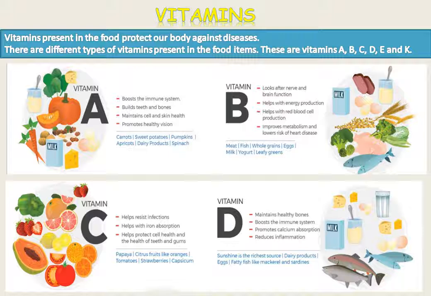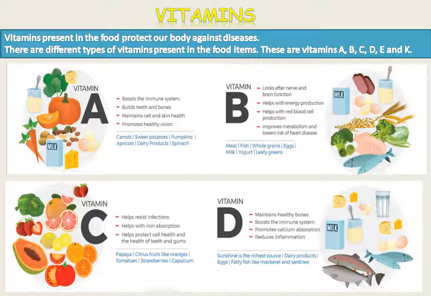Let's see about vitamin B. Let's see the function of vitamin B. It looks after nerve and brain function. Then it helps in energy production, the energy that we need to run and do work, all these are mainly produced by vitamin B. Then it helps in blood cell production, red blood cell production.